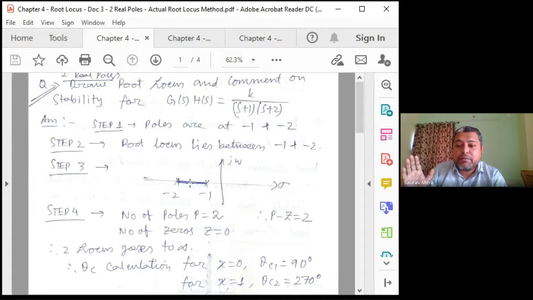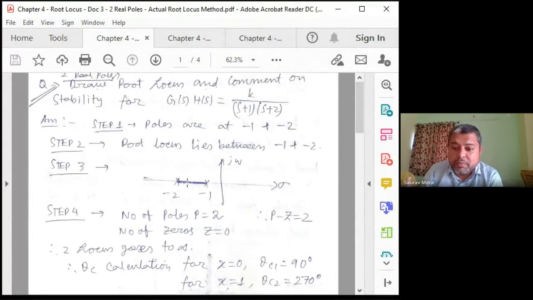Count the total number of poles and zeros on the right side of the point where you are asking whether it is a part of the root locus. So what is the point? -1.5. Look at the right side of -1.5. How many poles and zeros are there? If the number of poles and zeros is odd, then it is on the root locus. Check to the right. Is there any pole? Yes, there is one pole. Is there any zero? There is no zero.